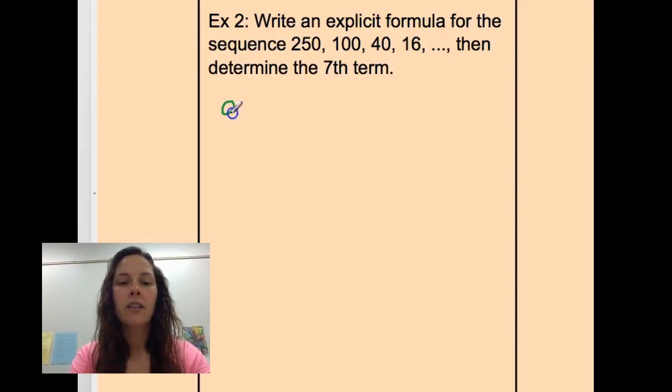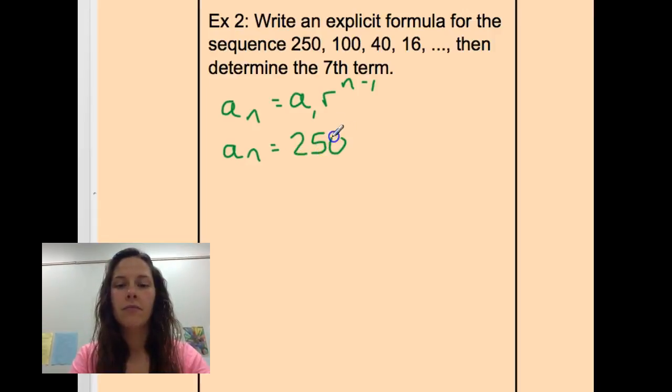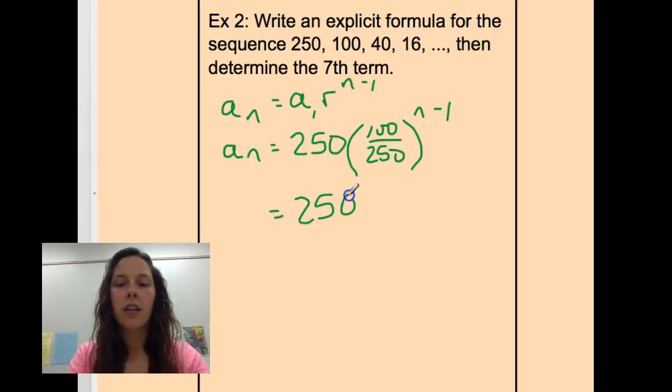So we're given our formula as the nth term equals the first term times that common ratio to the n minus 1 power. The nth term equals that first term times the common ratio. Now in this one, it's not as straightforward as multiplying by 2, so I'm just going to go ahead and set up 100 over 250, and then we'll simplify that for our common ratio to the n minus 1 power. So simplifying that common ratio, we get 2/5 to the n minus 1 power. So there's our explicit formula.